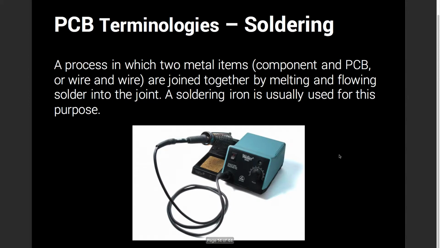Soldering is the process in which two metal items, components, PCBs, or wires, are joined together by melting and flowing solder into the joint. Usually we use a soldering iron for this purpose, but we also have a handheld hot air gun that propels heated air at 200 or 300 degrees Celsius.